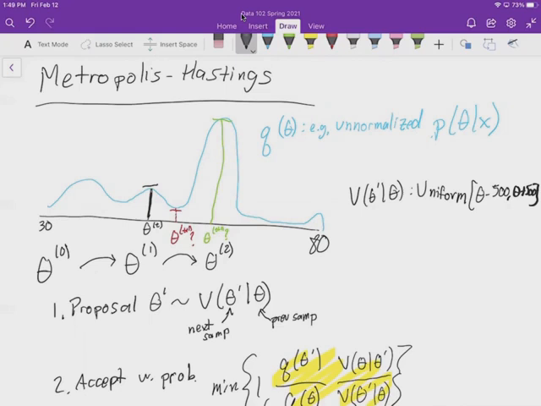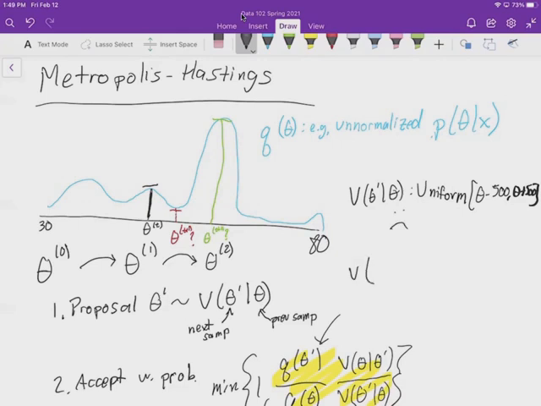And what is that going to mean? That's going to mean that this ratio here, if your new theta prime falls outside where Q of theta prime is 0, then you're going to accept with probability 0. And you're going to end up rejecting most of your samples. So this one, not so good, right?